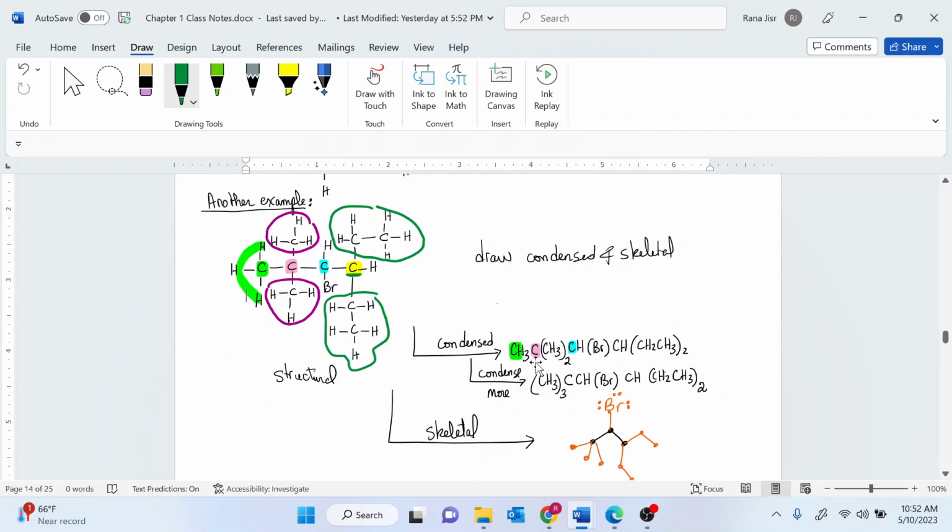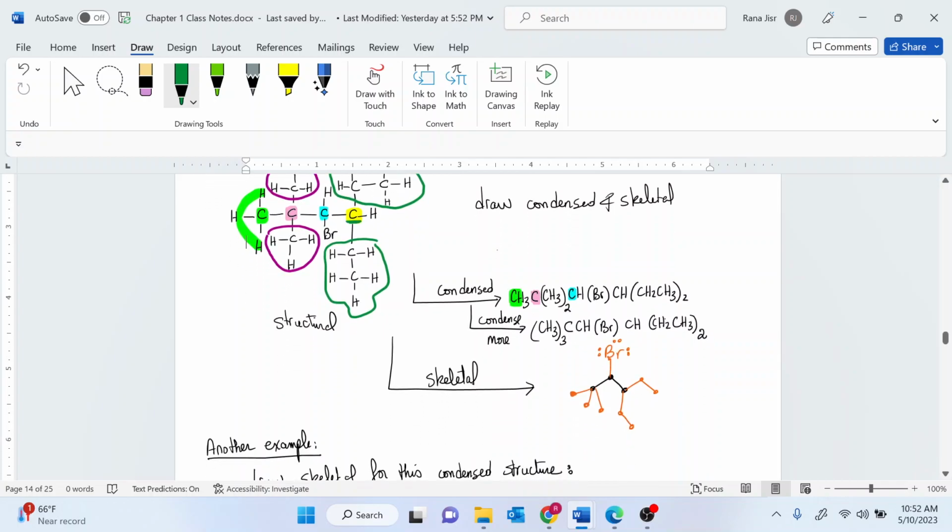Okay. Now, every time you draw your condensed structure, look at it and see if you can condense it more. And here, yes, I can condense it more because see on this carbon, I start with a CH3 and then I have two CH3s coming off this carbon. So I can combine these two together and I can start from here and say this carbon has three CH3s on it. So I have my CH3 and then the rest of the molecule in there. That will be way easier to start with the condensed to convert that into a skeletal form.